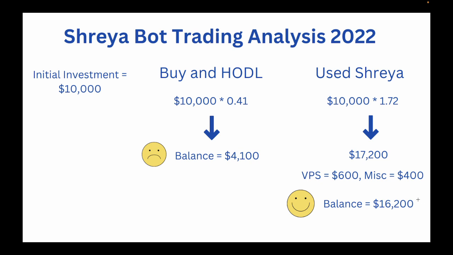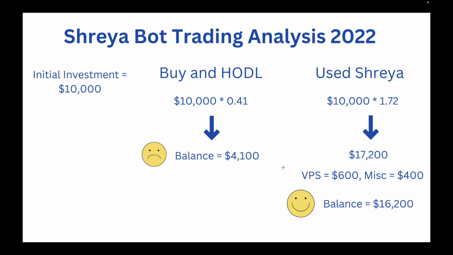Which means we've made a profit of about $6,200 since January using the Shreya Bot. This has saved us from the loss we would have made from BTC that has almost wiped out our entire account, and has also given us a profit of about 60%. So cryptocurrency is really profitable, guys, but you have to trade it. The HODL strategy is now dead, or obsolete, I would say.